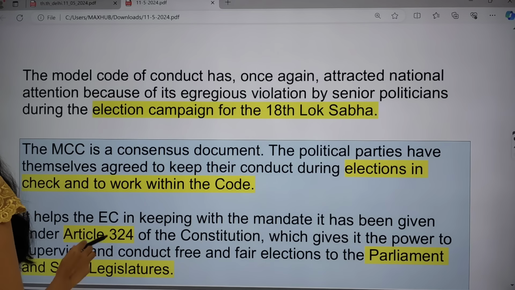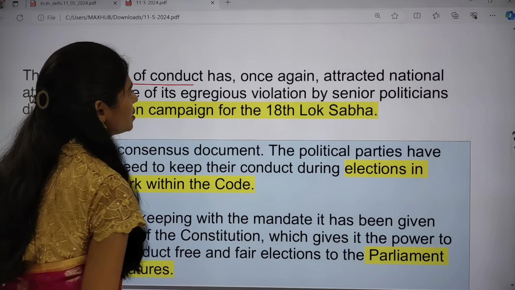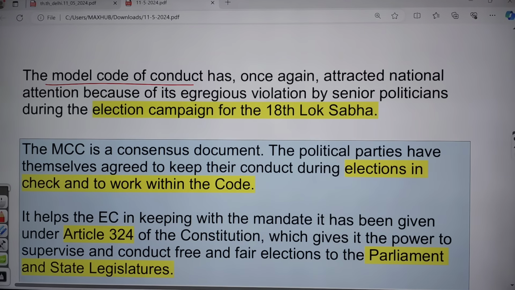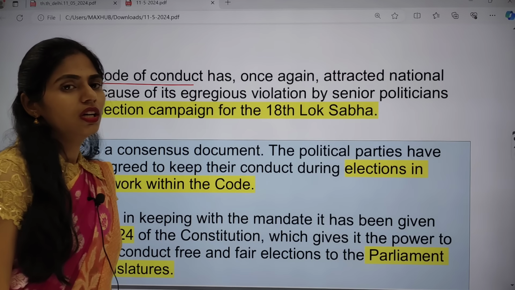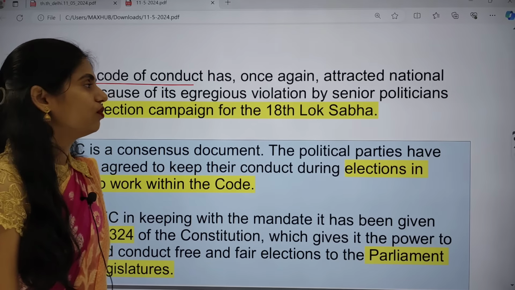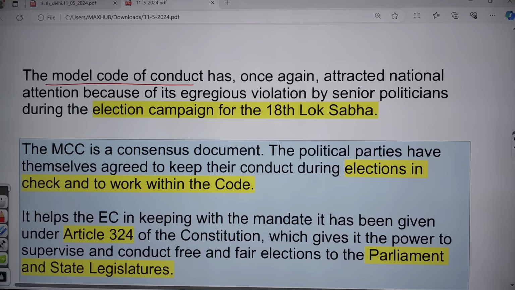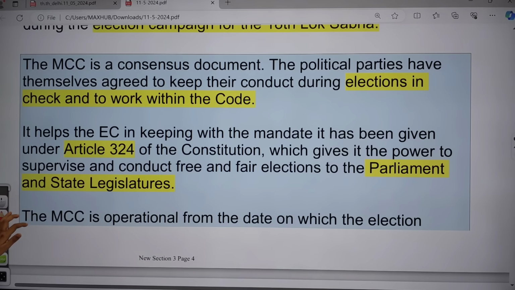So as I said, the model code of conduct has once again attracted national attention because some senior politicians violated the model code of conduct in this election campaign of the 18th Lok Sabha. So what is this MCC? That is the model code of conduct. This MCC is a consensus document. It is just a document.